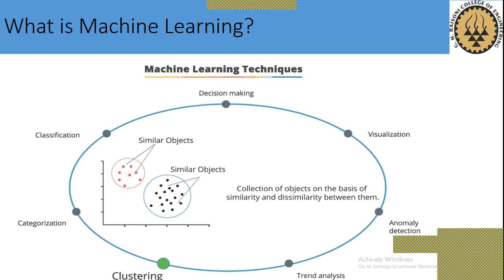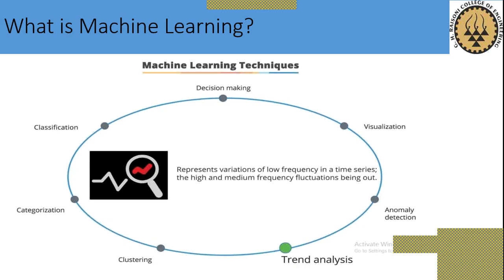We can create a cluster 1 and a cluster 2. The next technique is called trend analysis. Trend analysis represents the variation of low frequency in a time series. The high and medium frequency fluctuations are filtered out.